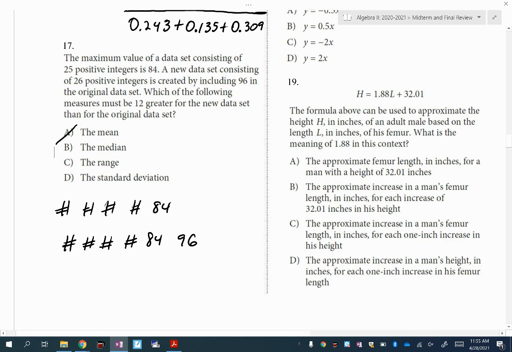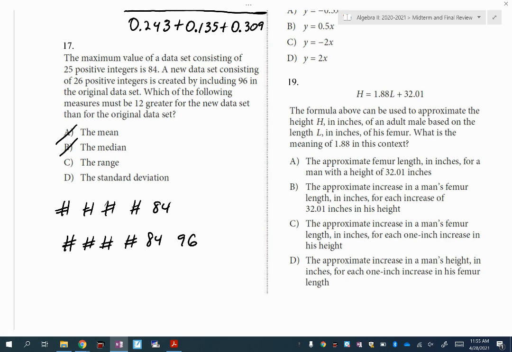The median. Now the median is that middle number. So the median is resistant to those possible outliers. Now we're not really going to talk about outliers, but really the median, because it's the middle number, doesn't really care how far a number is to the right. 84, 96, not really going to care. Technically it could change, but if it's going to change, it's not going to change by 12. It might go up a little bit, but it's not going to change by exactly 12.